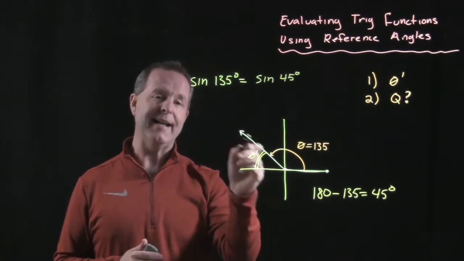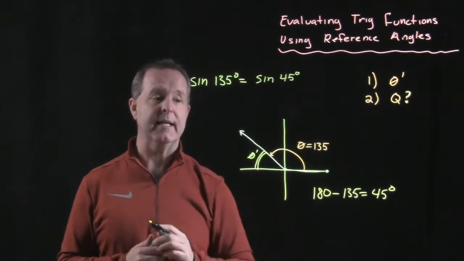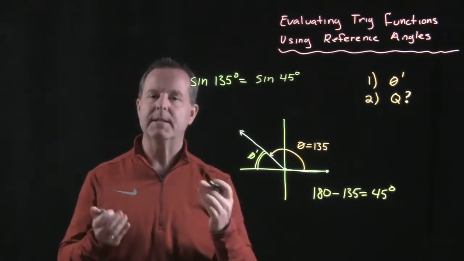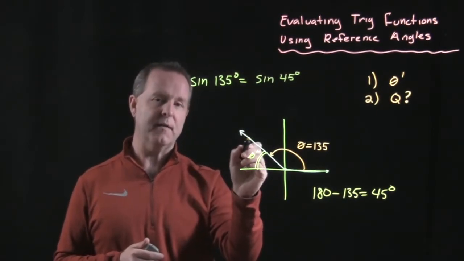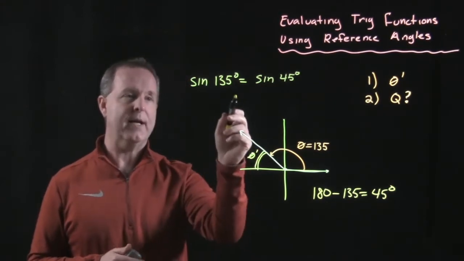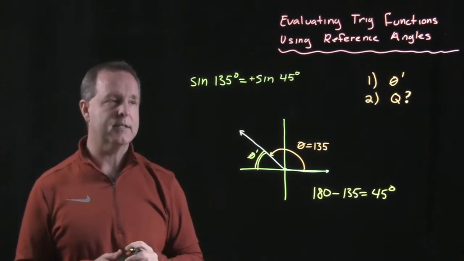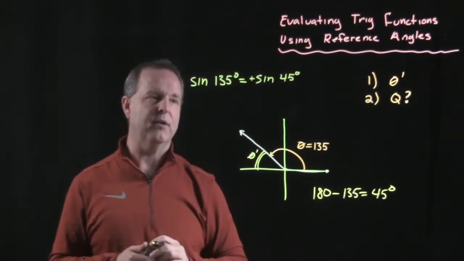Well, we notice that the initial angle 135 is in the second quadrant. Now, why is that important? Because that helps us determine the sign. Now, in the second quadrant, we know that the sine is positive. So what that's helpful for then is that I'm going to make sure that I have a positive sine with 45 degrees. And you'll see why exactly in a few minutes.